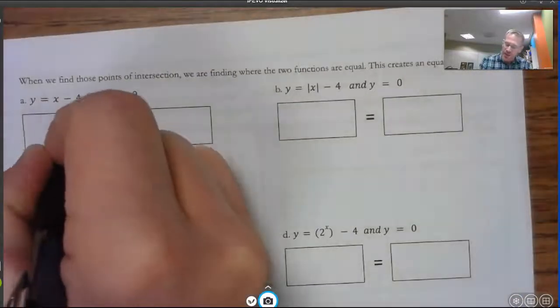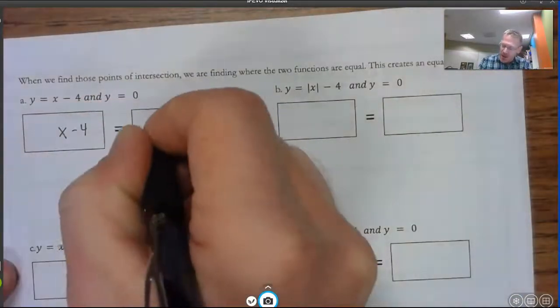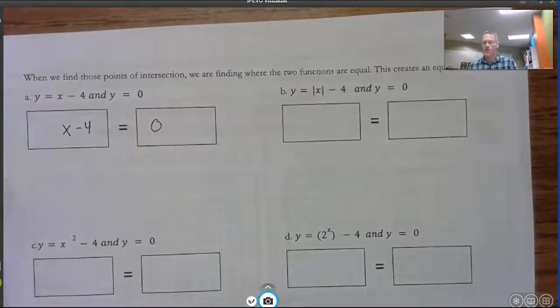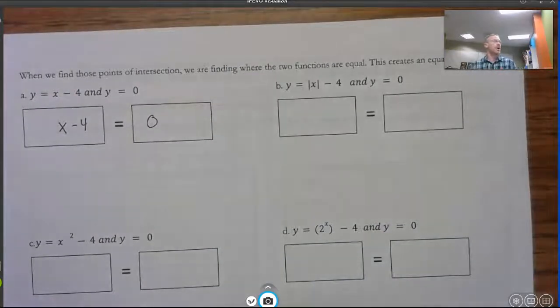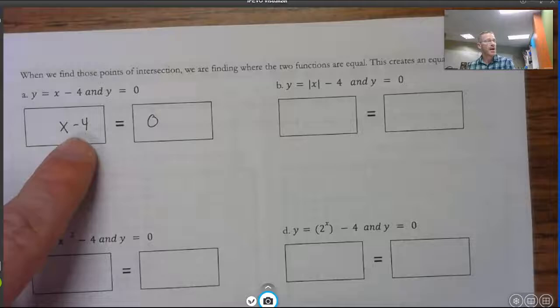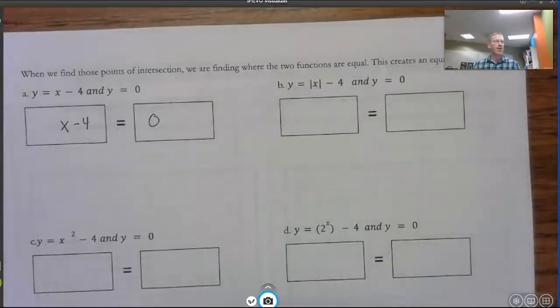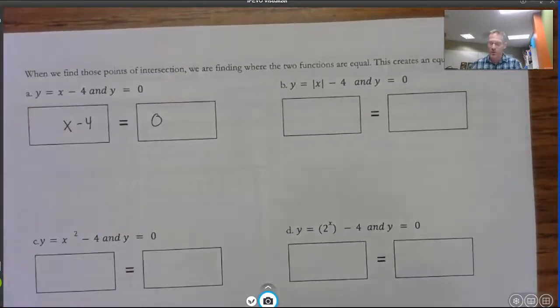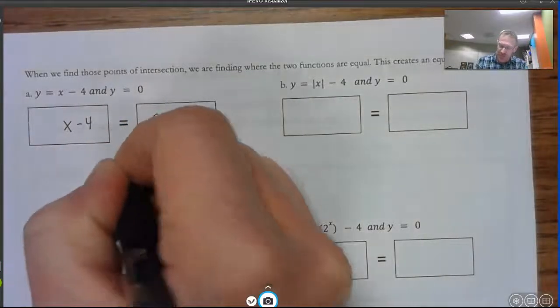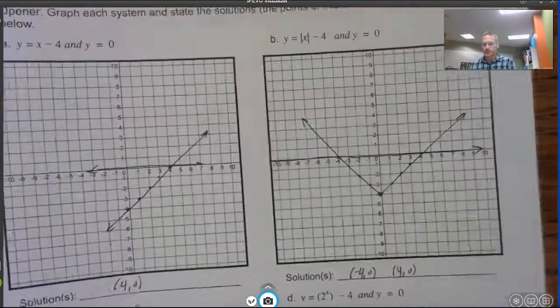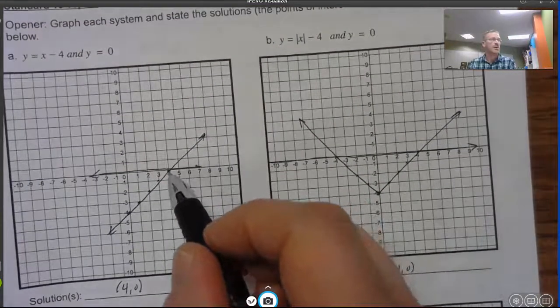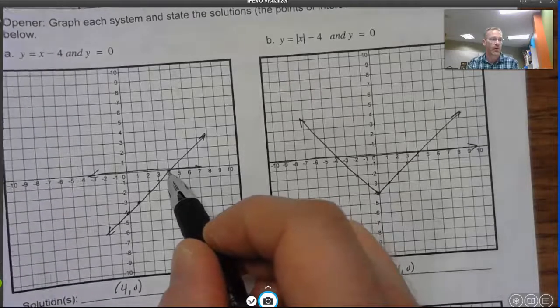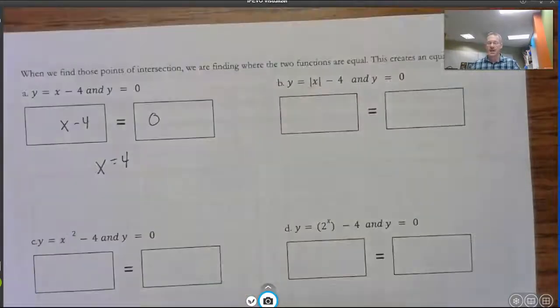So notice we get x minus 4 is equal to 0. Now, this is where those properties that we talked about yesterday come into play, right? X minus 4 is 0, so what value is that? 4 minus 4 is 0, so that means x is equal to 4. Well, notice that is exactly where these two things intersect, at x equals 4. All right, so notice we didn't have to graph them to find that point of intersection.